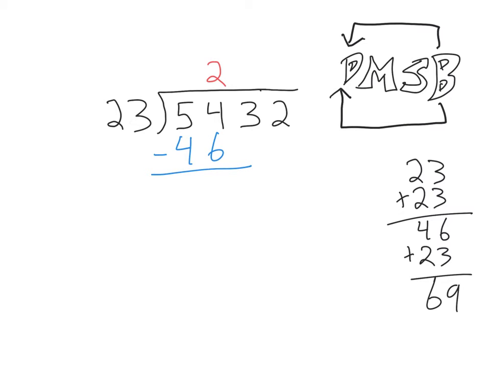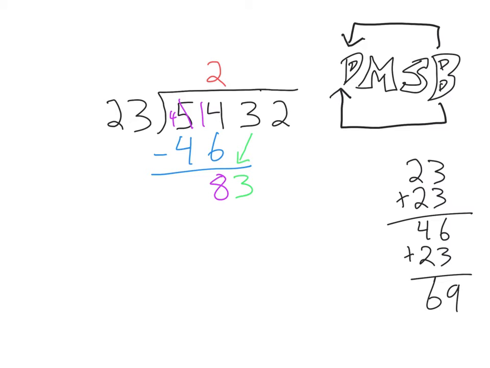Now we subtract. Remember, you can't do 4 minus 6. You got to borrow. 14 minus 6. That's 8. Then we bring down just the next number. Okay. Whoa. 83 divided by 23?